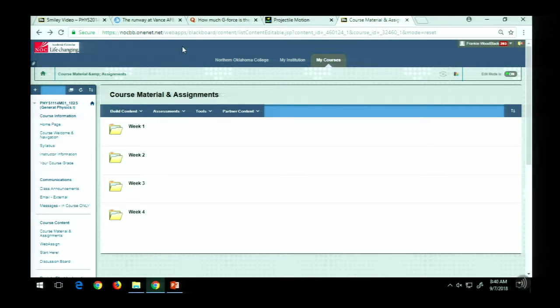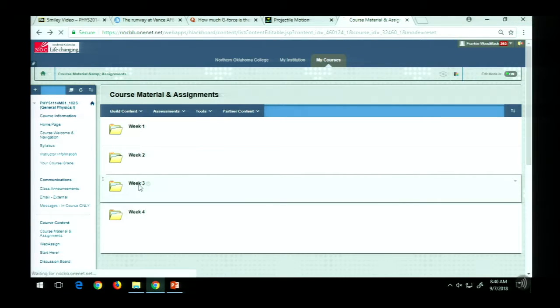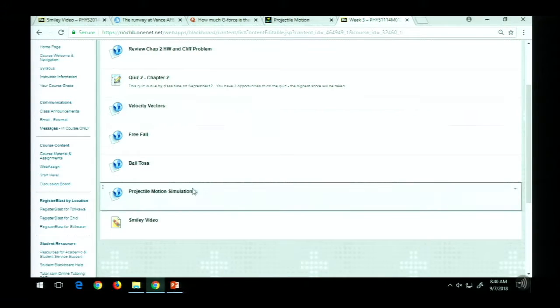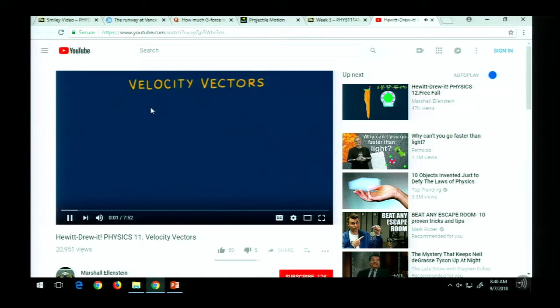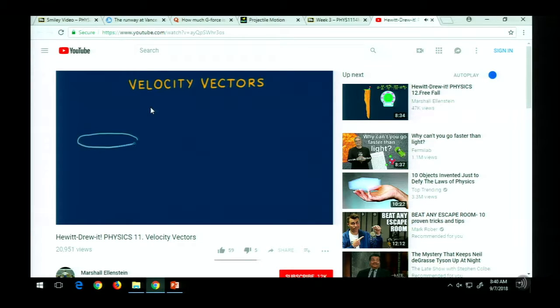So if I go to week 3, this is the week that we're in. And really, honestly, she had mentioned Hewitt-Druitt. These are Hewitt-Druitts. I strongly recommend, if you're having some trouble, Hewitt-Druitt. He draws things and he talks through things really, really well. It's like velocity vectors, showing the different vectors, and he does it on a conceptual level. His conceptual physics book is pretty readily available.